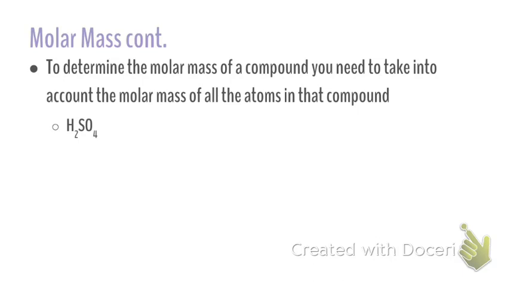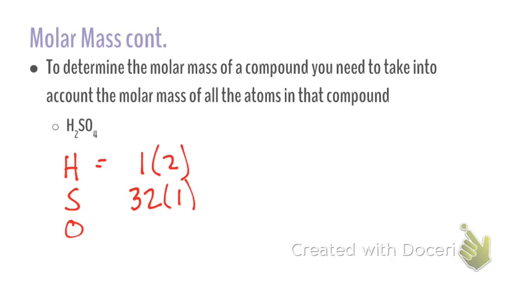All right, so how many hydrogen atoms do I have here? 2. Nice. Each hydrogen weighs 1. We have 2 of them. Each sulfur weighs 32. We have 1 of them. Each oxygen weighs 16. We have 4 of them. So H2SO4 has a molar mass of 98.